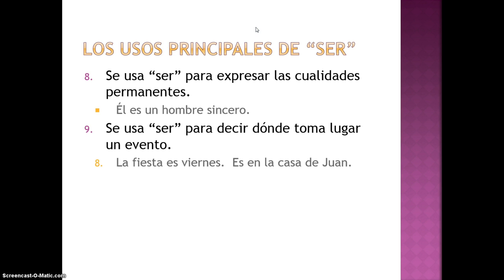Finally, number 9, we use Ser to say where something takes place. Now, this might be a new use that you've never heard of before, but hopefully not. And if it is, that's okay. If I'm talking about a party and I want to say ¿Cuándo es la fiesta?, that means when is the party. La fiesta es viernes, es en la casa de Juan.